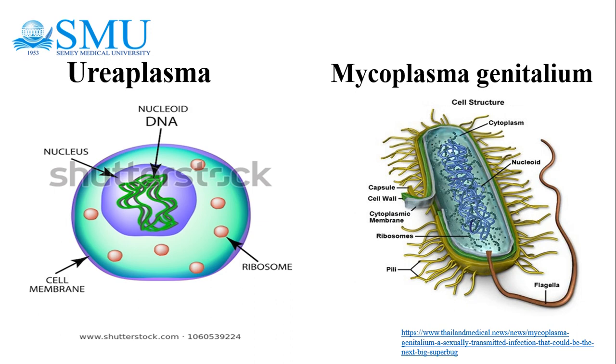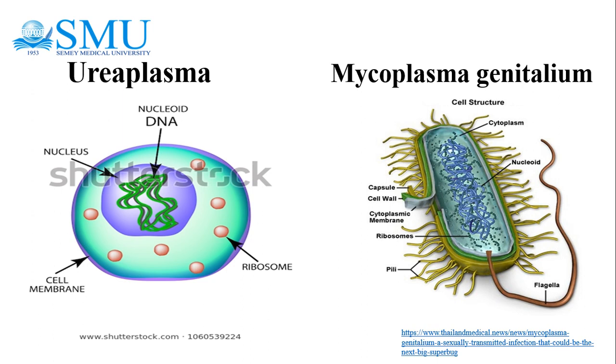Next is Ureaplasma and Mycoplasma genitalium morphology and general characters. Mycoplasmas and ureaplasmas are very small, measuring 0.2 to 0.3 micrometers in diameter. Therefore, they can pass through bacterial filters. They differ from other bacteria in that they lack a rigid cell wall. These organisms are bound only by a single trilaminar cell membrane that contains a sterol.